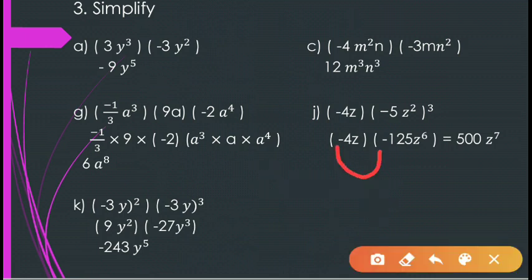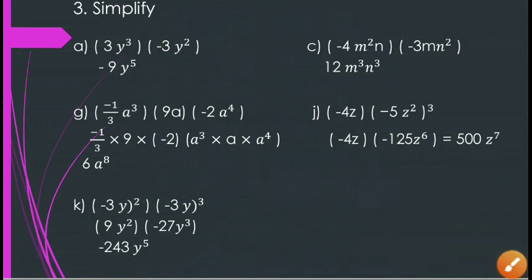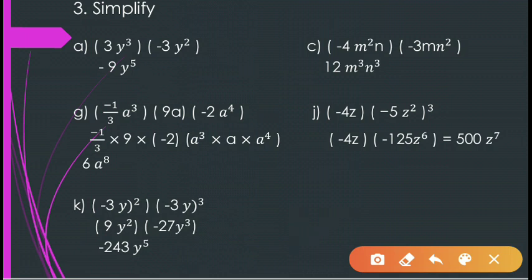Now the minus minus will become plus. 4 into 125 will give you 500. And z into z to the power 6 will give you z to the power 7. Next, the question is this. It is also a whole cube, so first of all cube it. And here it is a square, so first of all square it.